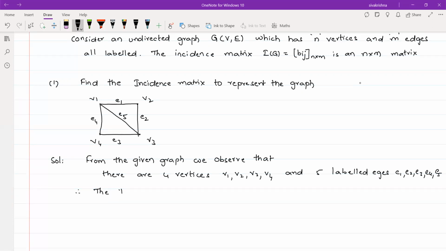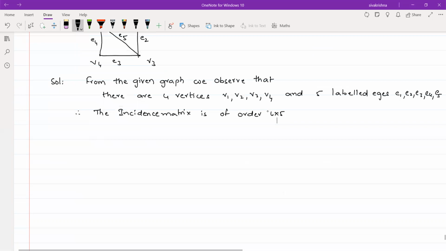Therefore, the incidence matrix is of order 4 by 5. Whenever we have four vertices and 5 edges, the incidence matrix should be of order 4 by 5. Now we are going to construct the incidence matrix. We represent the vertices along rows, so I am writing V1, V2, V3 and V4, and edges along columns: E1, E2, E3, E4 and E5.